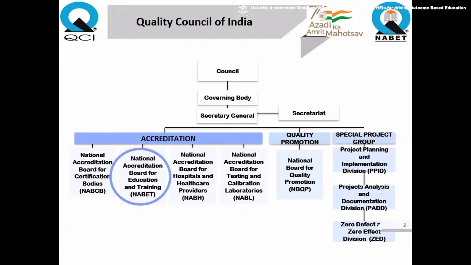Under the quality promotion, we have the National Board for Quality Promotion, and under the special project group, we have the PPID, which is the Projects Implementation Division, the PAD, which is the Project Documentation Division, and the Zero Effect, Zero Defect Division, which takes care of the MSME sector.